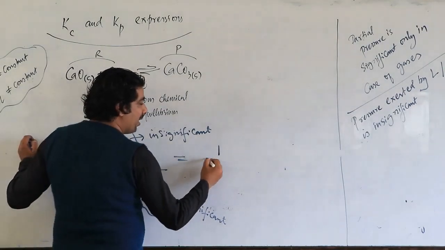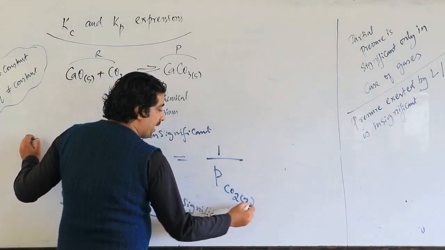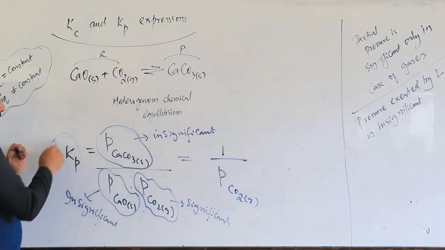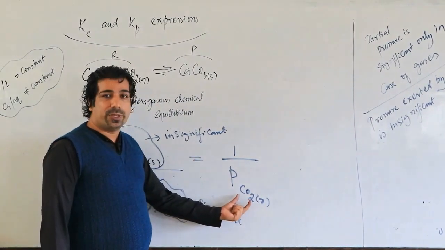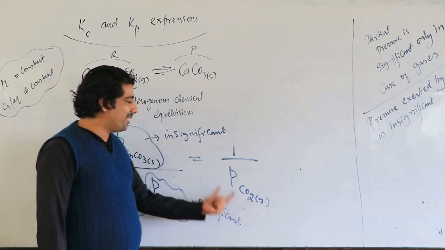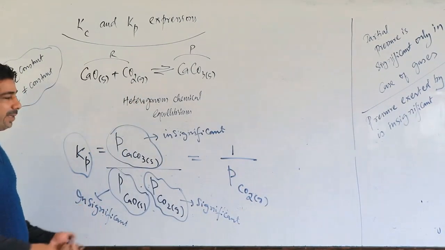So finally I will get 1 upon partial pressure due to carbon dioxide gas. So finally my Kp expression will be equal to 1 upon PCO2 gas. Yes? So this is the expression you have to look for. Okay? Please make note of this.